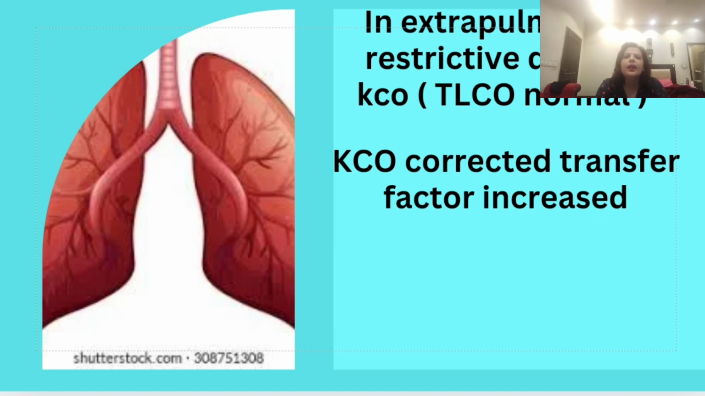On the other hand, KCO, which is actually the transfer coefficient, which is corrected for lung volume, is increased because of hypoxia. Since these patients are hypoxic, obese patients or those with kyphoscoliosis, in order to compensate for that hypoxia, in the lungs which are left over, which are not being affected by that abnormality of the skeleton, the transfer coefficient is increased, that is KCO is increased.